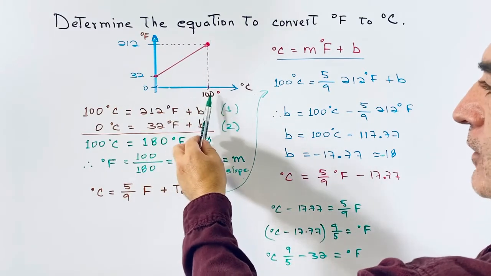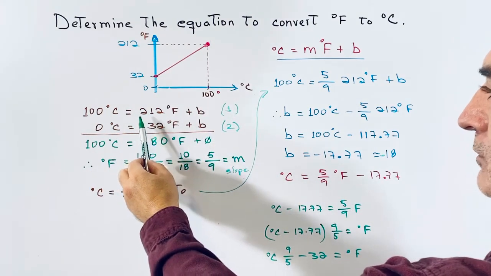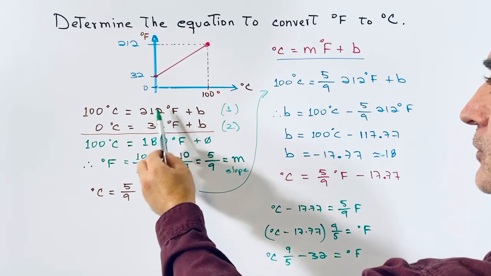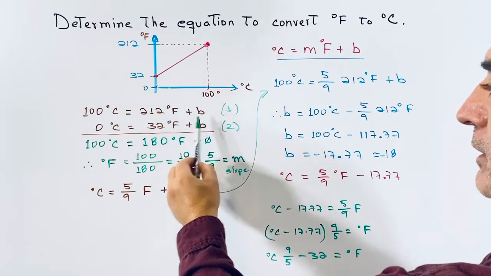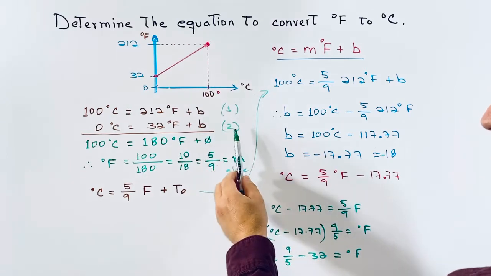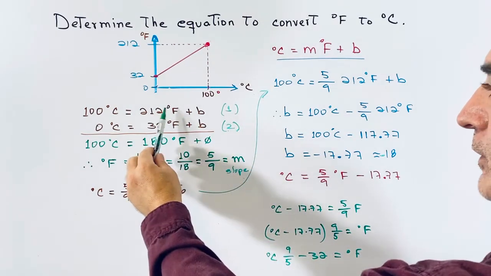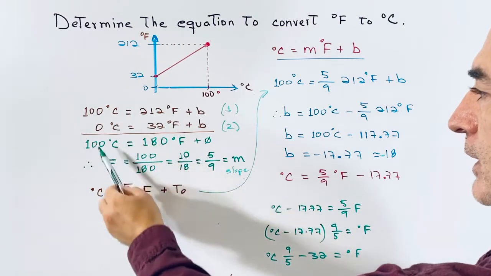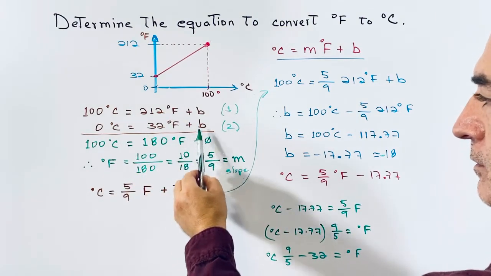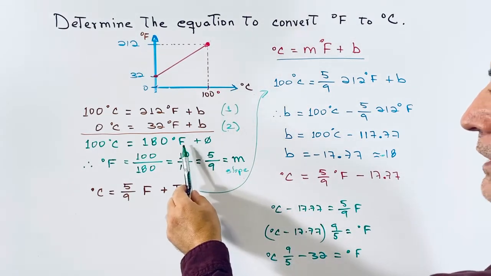So we establish that 100 Celsius degrees is equal to 212 plus V, and 0 degrees is equal to 32 Fahrenheit plus V. We subtract equation 2 from equation 1. So we do the subtraction and we get 100 equals 180 F plus 0. This is eliminated. And from here we determine F.